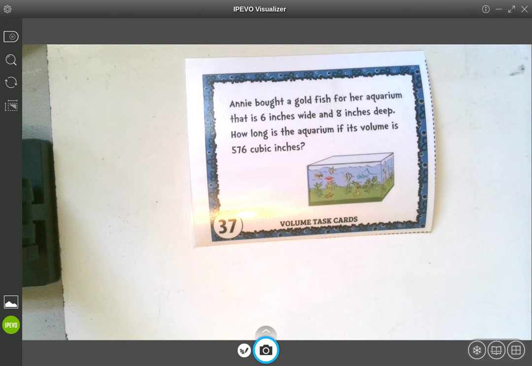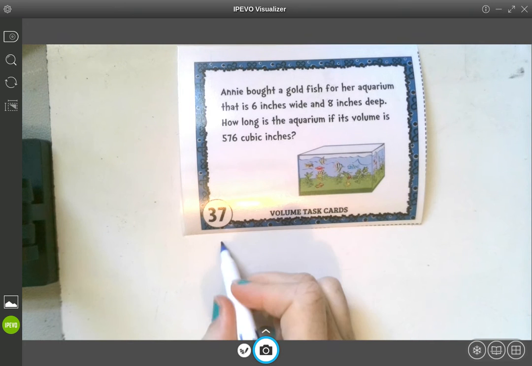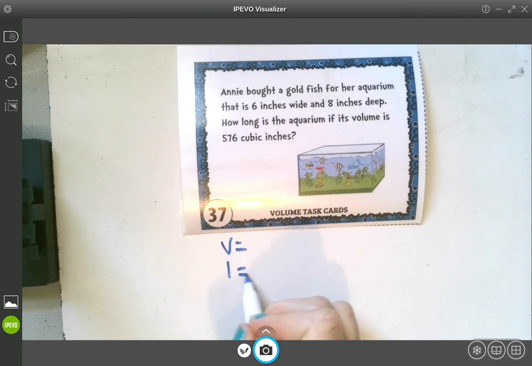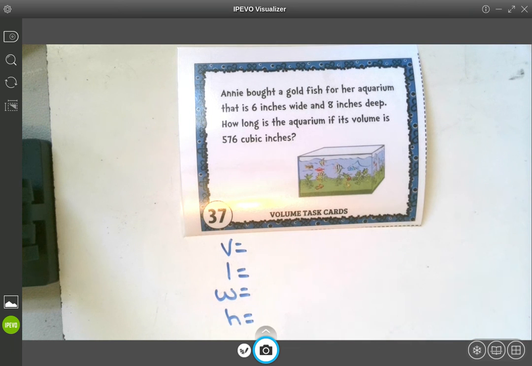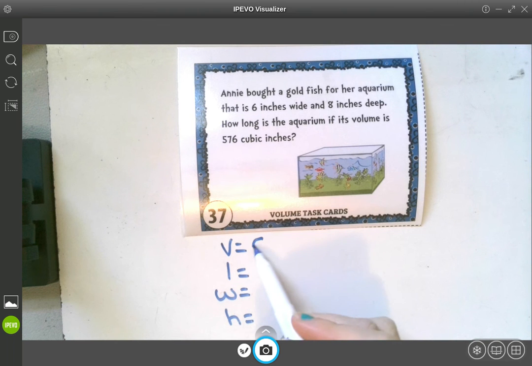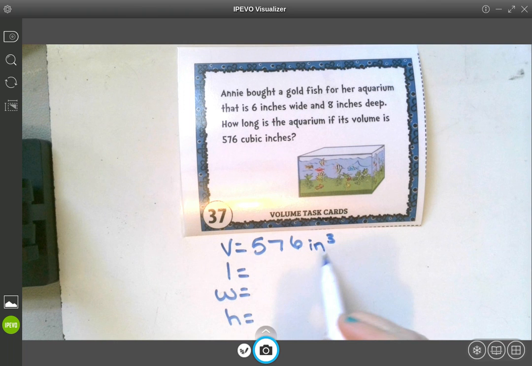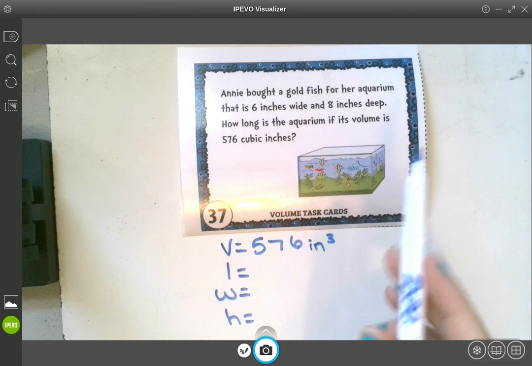So the first thing that I want to do here is take out the important information. I know that to find volume, I need to find my length, my width, and my height. So I'm going to fill out what I already know. I know my volume is 576 cubic inches. I also now know that I'm measuring in inches.